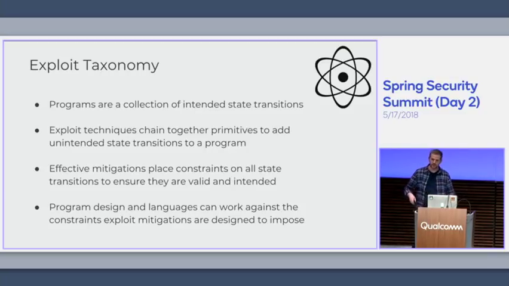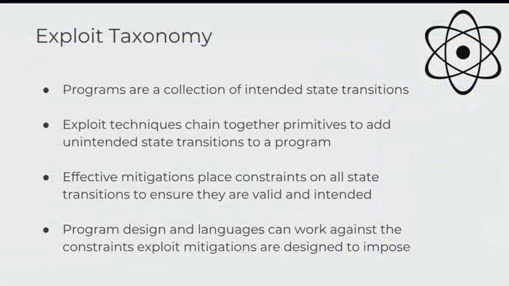If we break all this down to a really fundamental level, programs are really just collections of intended state transitions, right? You wrote code, you intended to do things, you compiled it, you have faith that the compiler should have produced all the state transitions that you intended. But exploit techniques chain together primitives, and I'll talk about primitives in a minute, to add unintended state transitions to a program. That's really what an exploit is. So what's an effective memory safety mitigation? An effective memory safety mitigation places constraints on all state transitions to ensure they were valid and intended state transitions. But unfortunately, program design, which I'll talk about, and languages can work against those constraints.